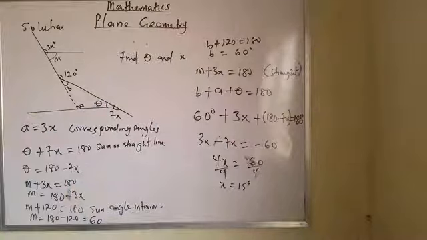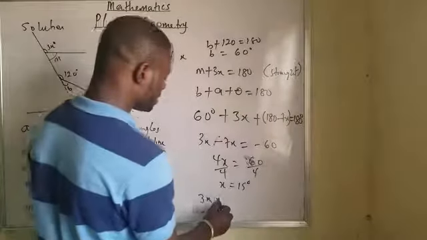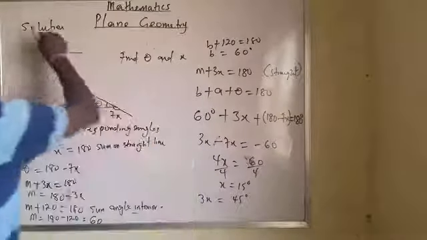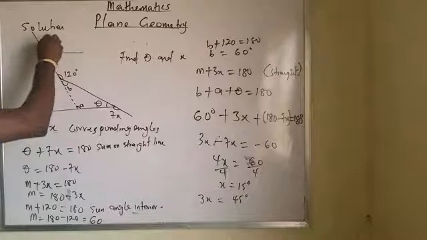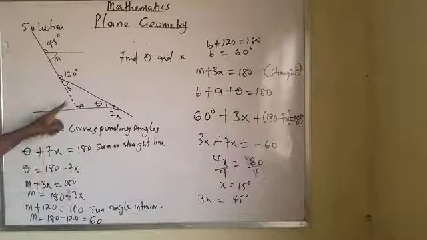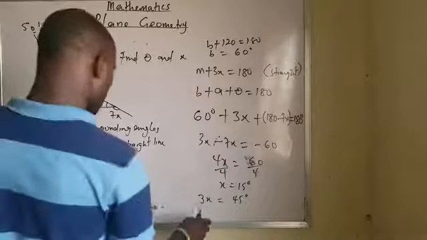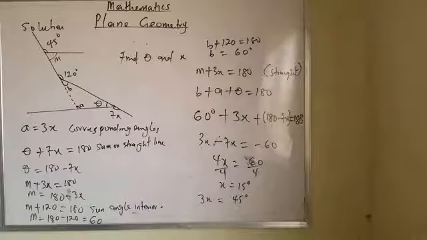My x is 15. It means when I'm having 3x, it will be equal to 45 degrees. It means what is here will be 45 degrees. Now, what is my theta? My theta will now be equal to, what is my theta now? Now, I want to find my theta.